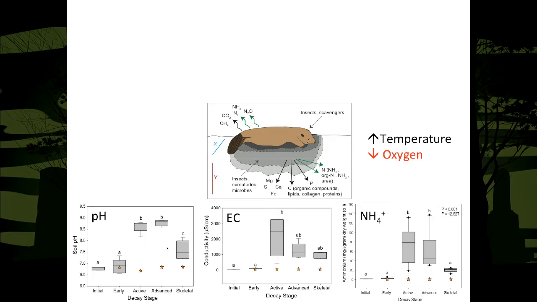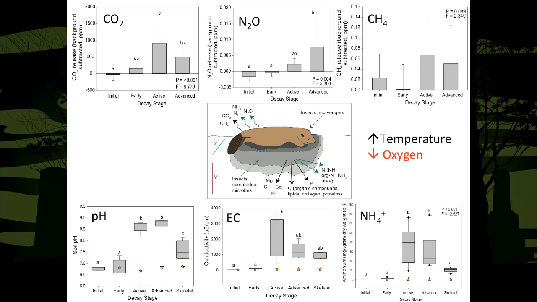In the soils below, we see big changes. We see increases in pH. We see changes in electrical conductivity, which is a measure of the salts in the soil. We very typically see increases in ammonia, which is one of the key decomposition products of proteins.